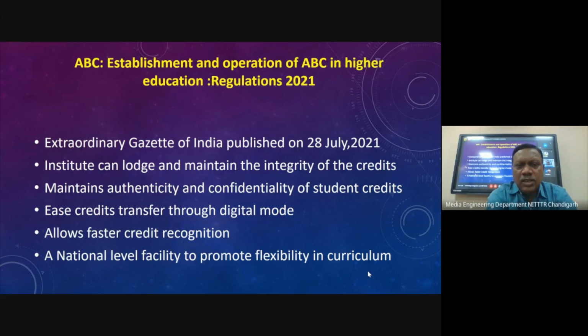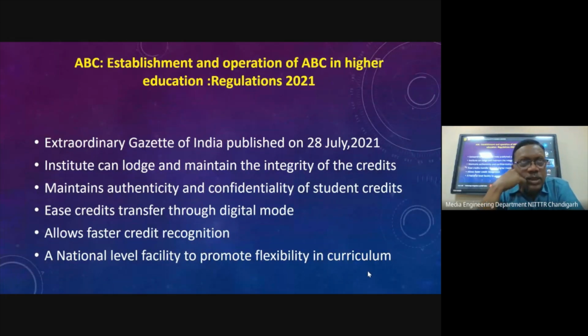If you see the Academic Bank of Credit concept, it is under the UGC regulation 2021. It is the establishment and operation of ABC in higher education regulation 2021, and it was published through a government gazette notification. That extraordinary gazette was published on 28th July 2021. So once the gazette is there, it is a government order, and whatever content is there is legally binding, so you can implement that.